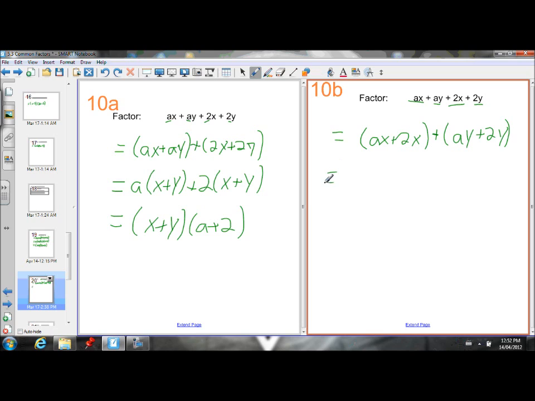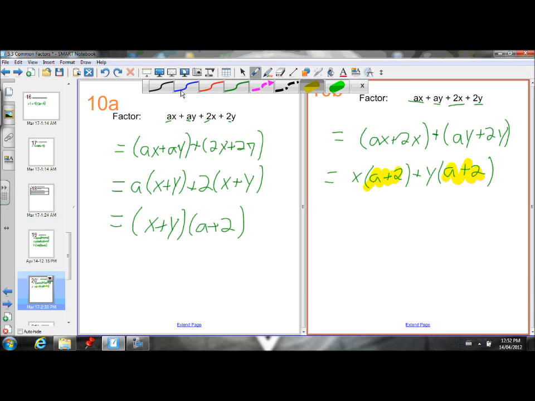Let's take out a common factor. Ax and 2x, the common factor is x. I'll be left with a plus 2. For ay plus 2y, the common factor is y. I'll be left with a plus 2. Now you notice these both have a binomial common factor. These both have an a plus 2 that I can factor out. If I factor out that a plus 2, I'll be left with a plus 2 times x plus y.